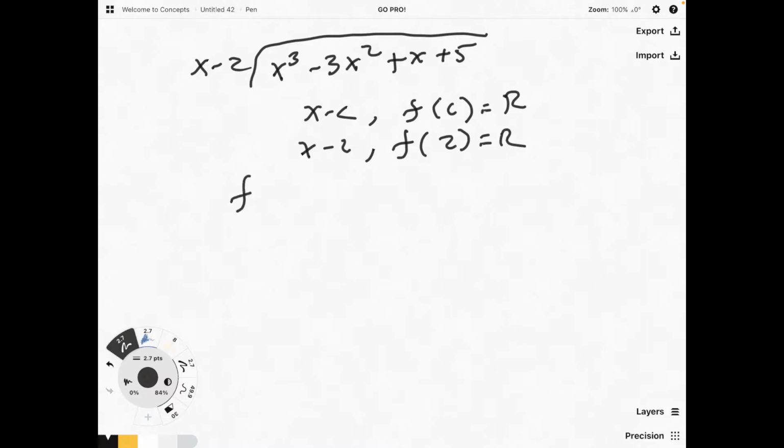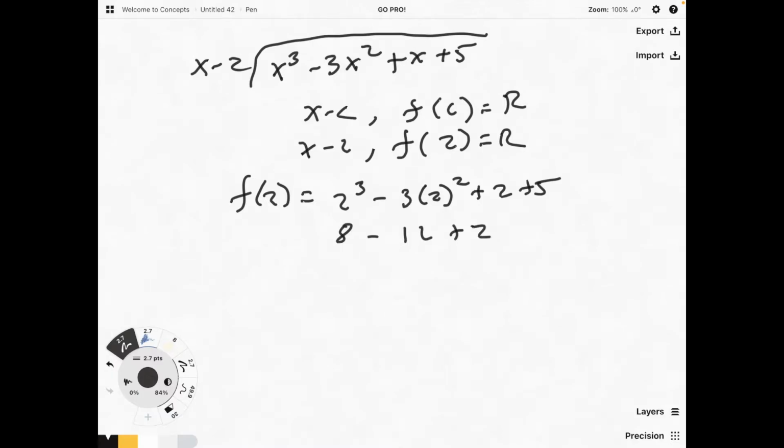If we plug 2 into our function, then we're going to get 2 cubed minus 3 times 2 squared plus 2 plus 5. So that's going to be 8 minus 12 plus 2 plus 5. 8 minus 12 is negative 4, plus 2 is negative 2, plus 5 equals 3. And that's equal to our remainder.